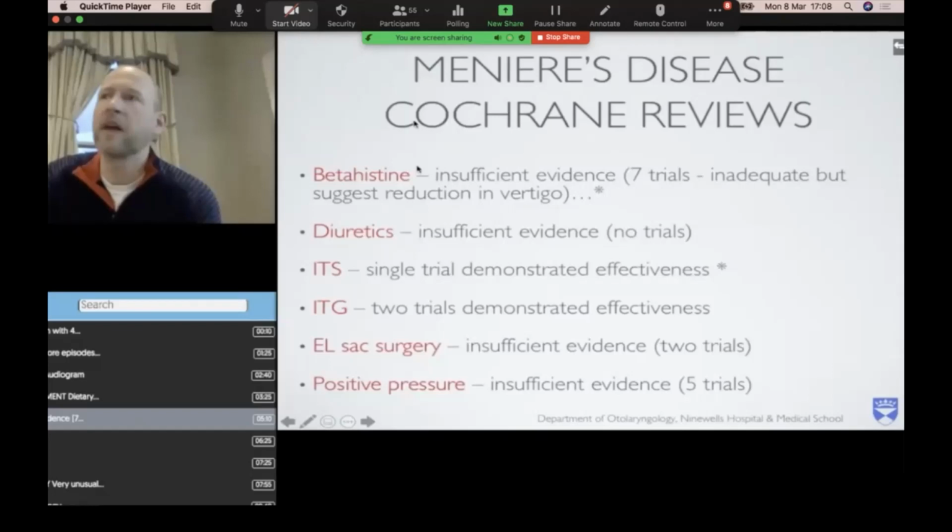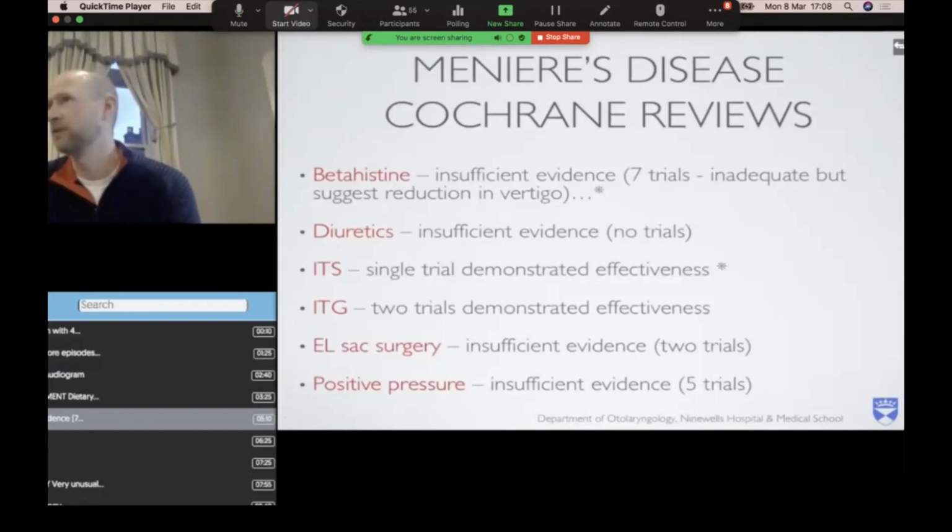So this is your kind of evidence summary, and it's really nice. Meniere's disease has lots of Cochrane reviews. So if somebody asks, why are you doing that, or why are you not doing this, it's great to say, look, there's a Cochrane review on this. The reason I'm doing this, or not doing this, is because the Cochrane review says it's great or it's not great. So for betahistine, there's insufficient evidence that it works. There are lots of trials.